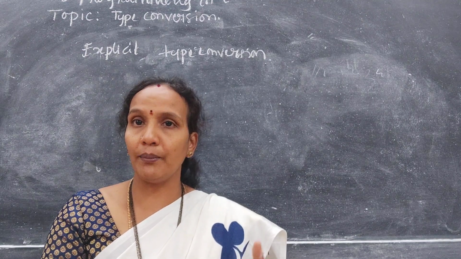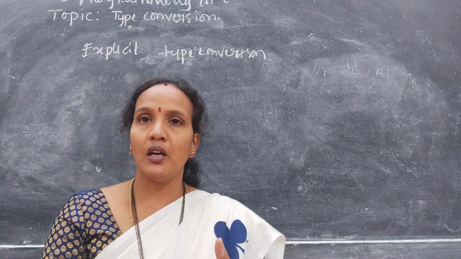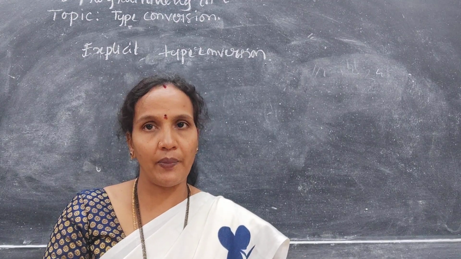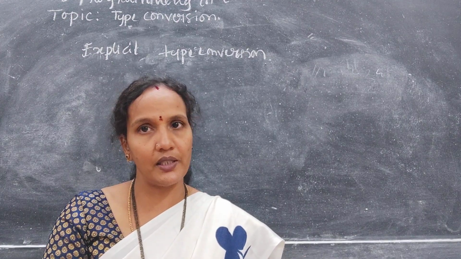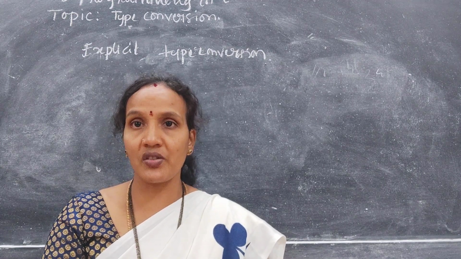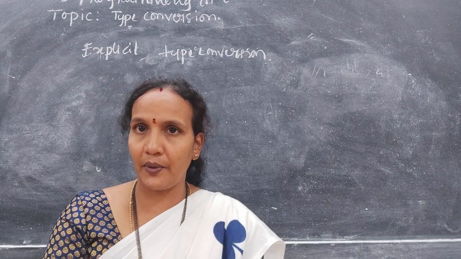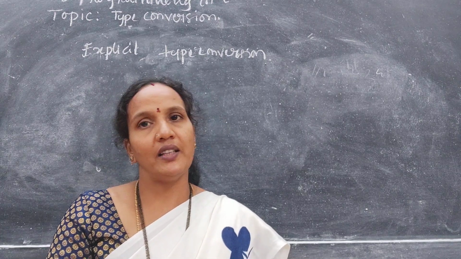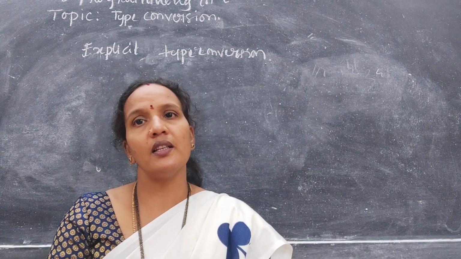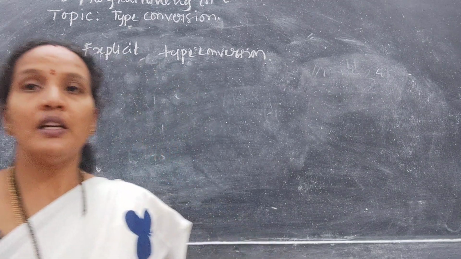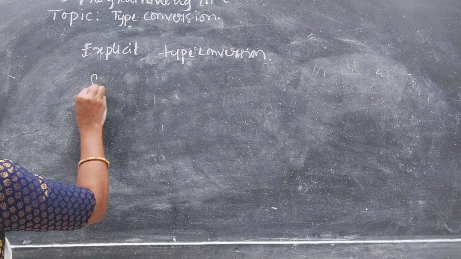Okay, so if the compiler is automatically converting one data type into another data type, that is called implicit. But if the programmer is giving the instructions to convert data from one data type into another data type, that is called explicit type conversion. Okay, so for explicit type conversion, there is a syntax.